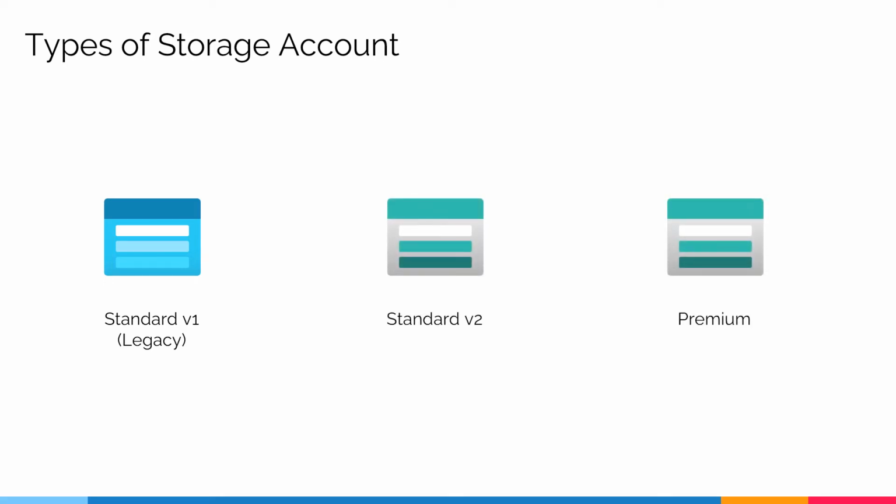The standard V2 and premium SKUs are what you get if you go and create a storage account today. These do support everything we're going to be talking about, though the premium SKU does have some limitations that you may want to read about. You can upgrade a standard V1 to a standard V2 to get access to these features. It's definitely worth reading the documentation to learn about the considerations that you need to think about and the costs involved.